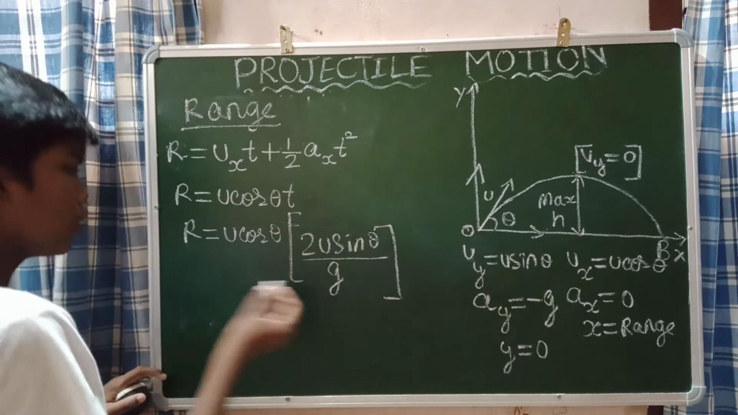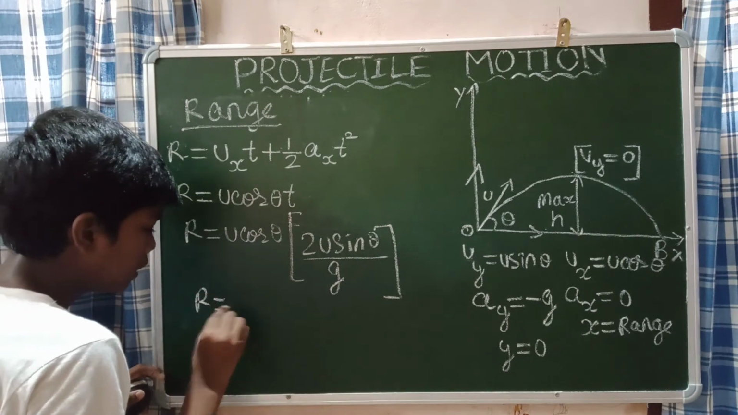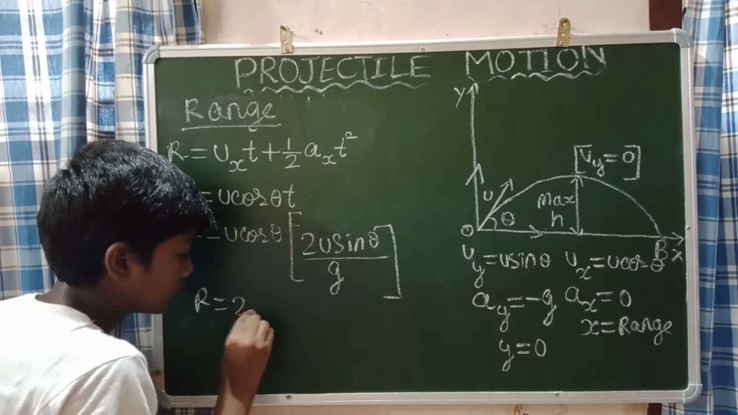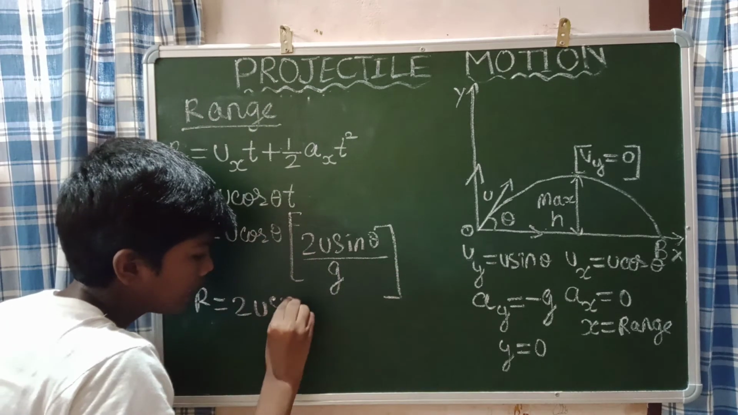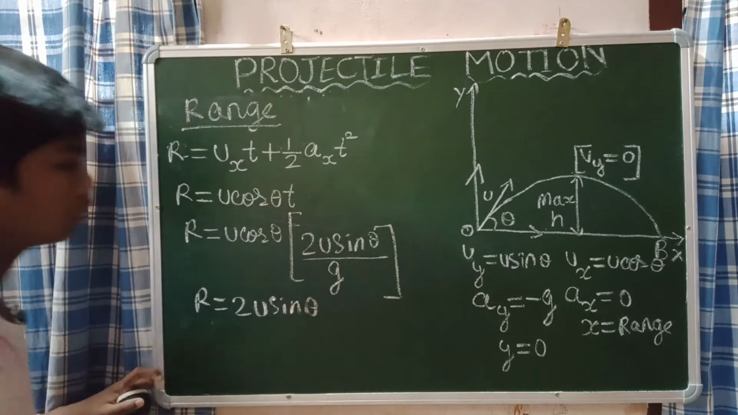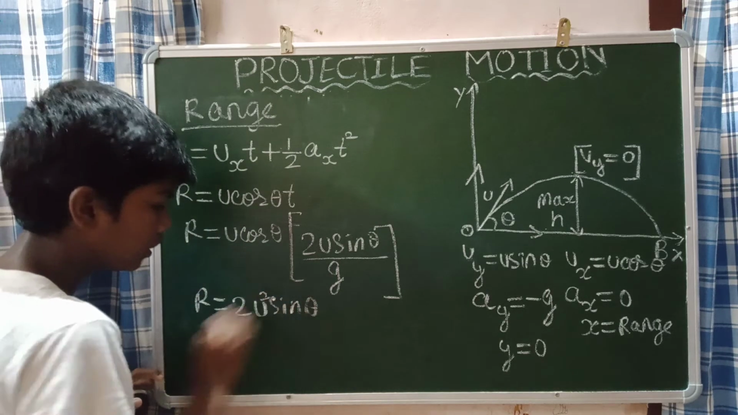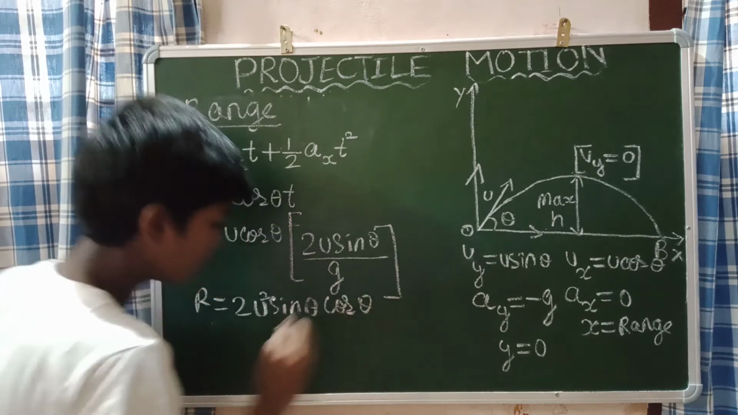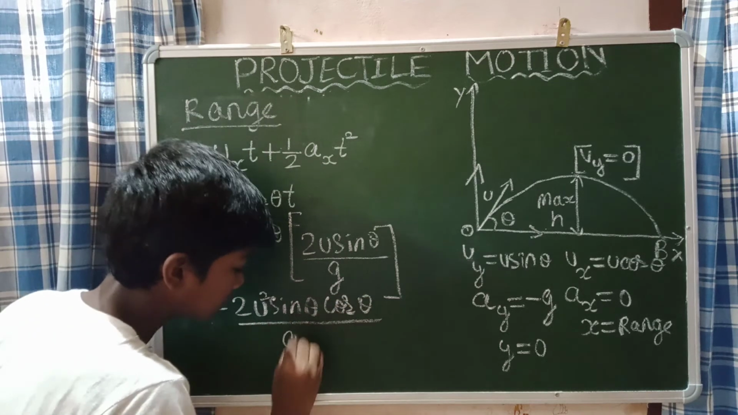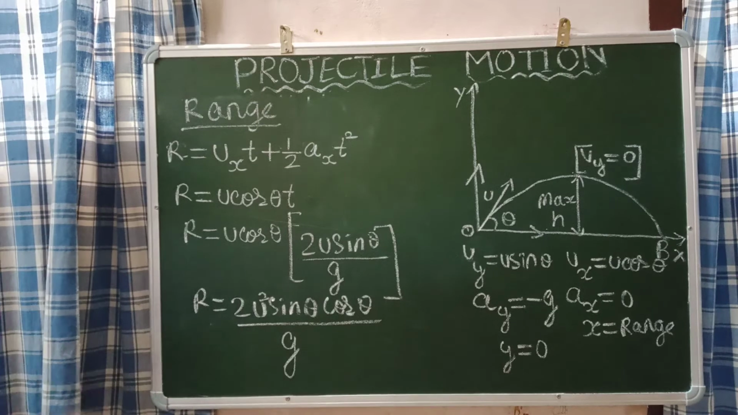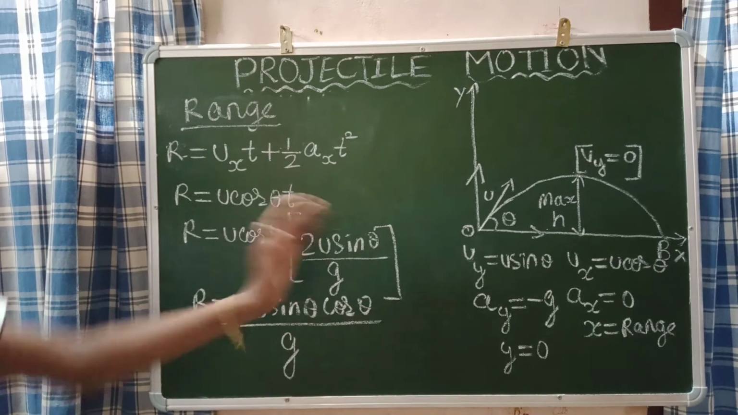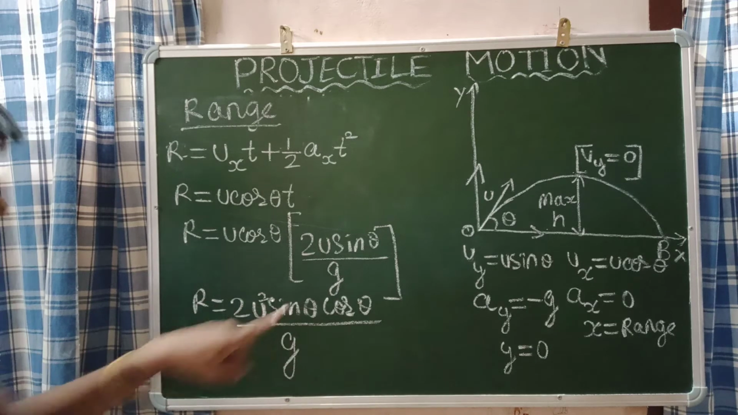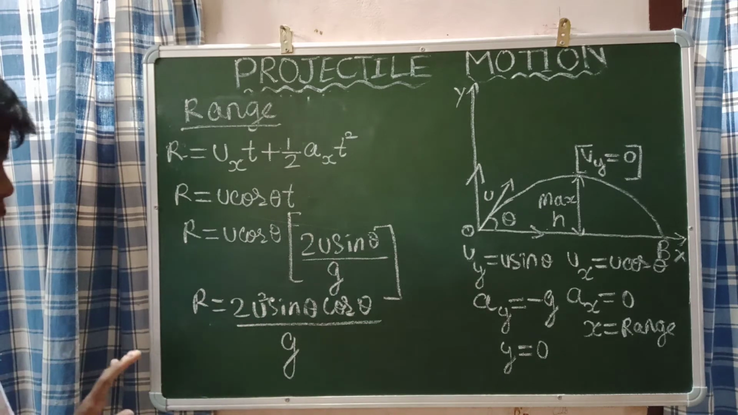Now when you evaluate, range will be equal to u cos theta into 2u sin theta divided by g. Multiplying both terms, we can write it as 2u square sin theta cos theta divided by g. This is the equation we get now, and it gives us the range.